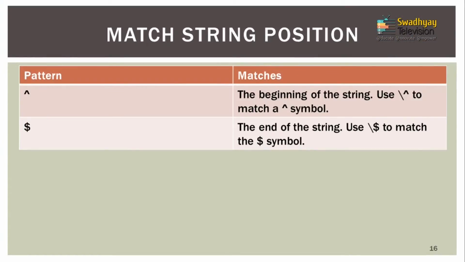Now, to match string position, there are two patterns available. These two patterns are caret symbol and dollar symbol. Caret symbol is used to match beginning of a string. You can use backslash caret to match a caret symbol because backslash has a special meaning as I said earlier. Dollar symbol is used to match at the end of the string. You can use backslash dollar to match a dollar symbol because backslash has a special meaning.